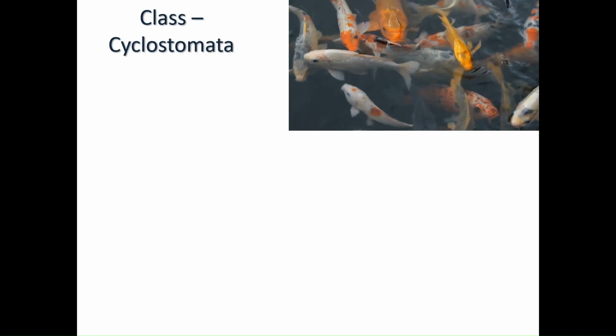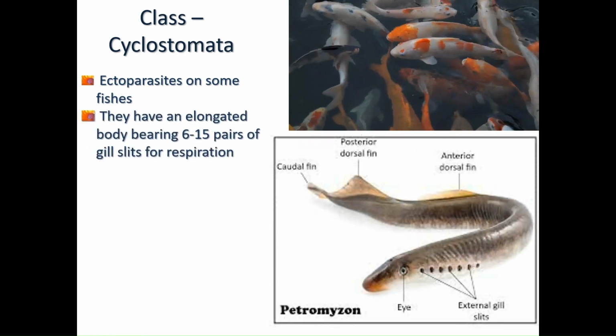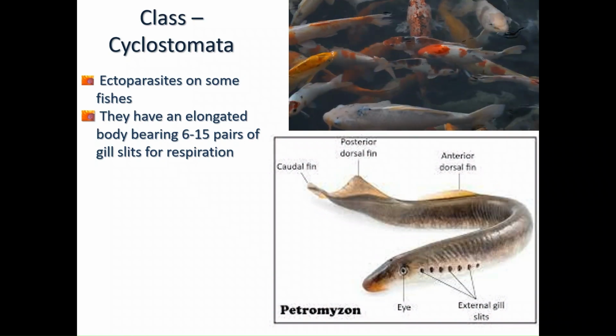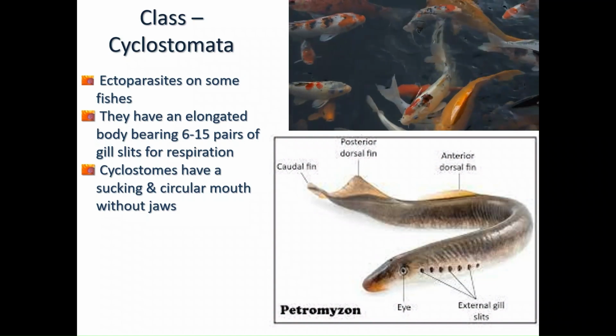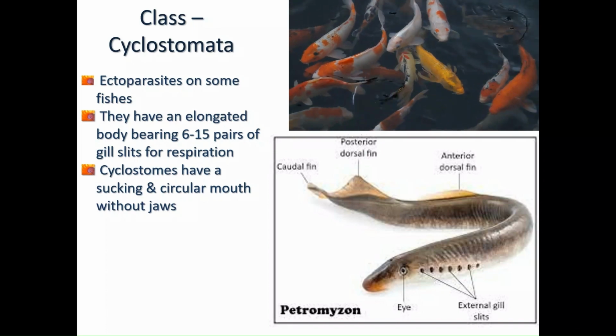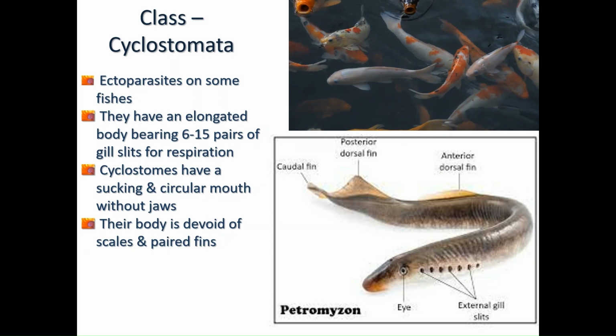Starting with class Cyclostomata. They are ectoparasites on some fishes. They have an elongated body which bears 6 to 15 pairs of gill slits for their respiration. They have a sucking and circular mouth without jaws. They are agnathotype, so they don't have any jaws. Their body is devoid of scales and paired fins. Their cranium and vertebral column are cartilaginous. They don't have any bones, but they have cartilage.